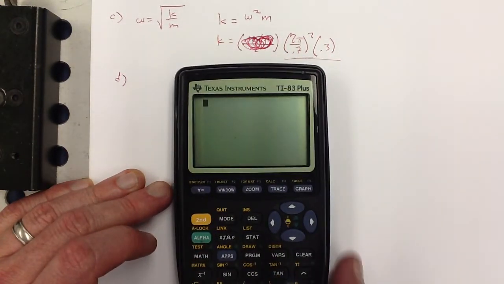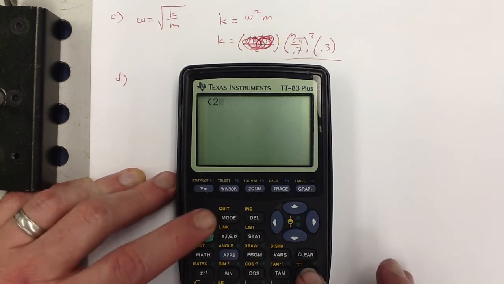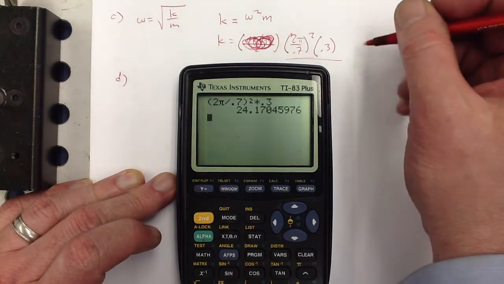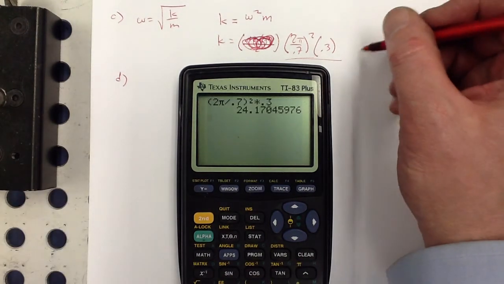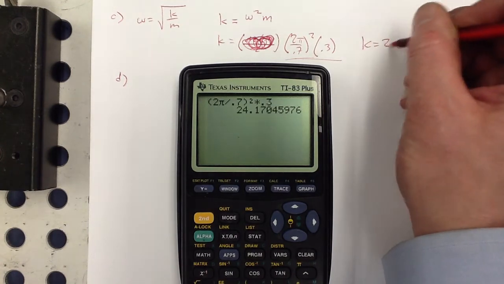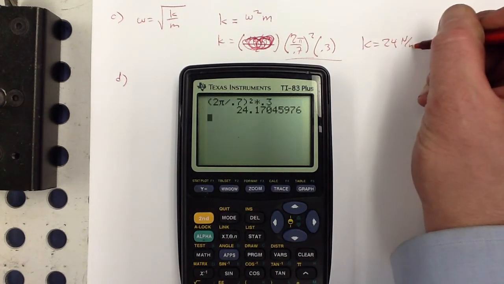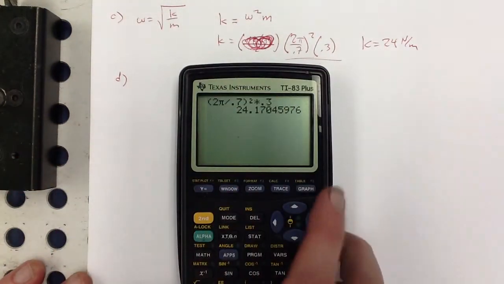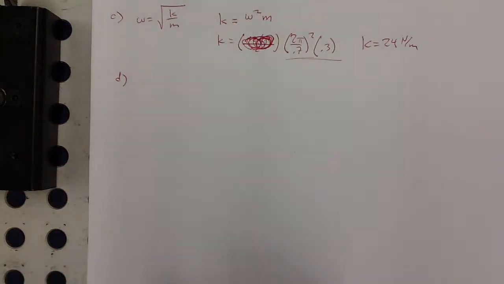That would be 2 pi over 0.7 squared times 0.3. That's about 24. K is equal to 24 newtons per meter. If you look at the rubric, there's more than one way to get that, but I think what we just did there is the easiest one, considering the work we already did.